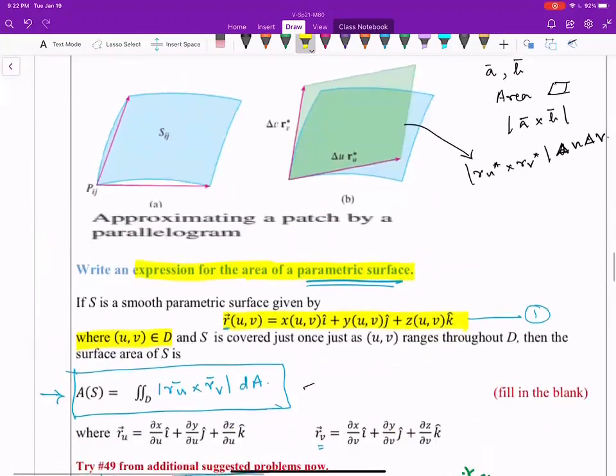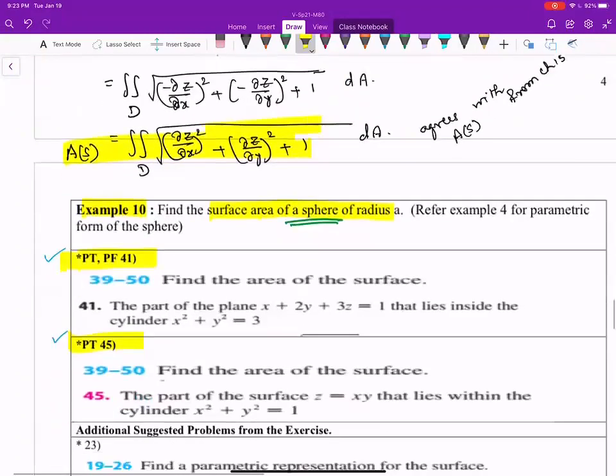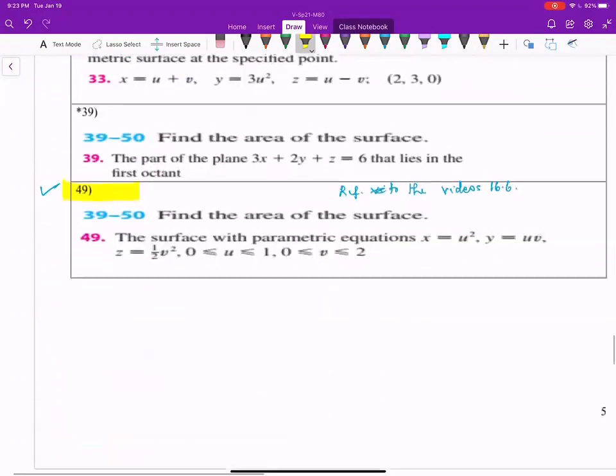The surface area of a surface, we said, is A(S) equal to the double integral over D of the magnitude of the vector r_u cross r_v dA, if it is a parametric representation. That is what we are going to be using in this example 10.